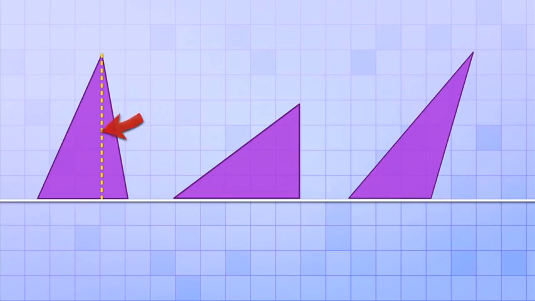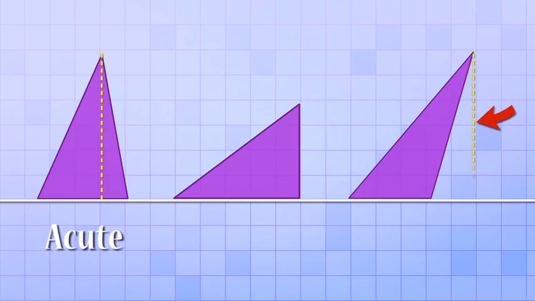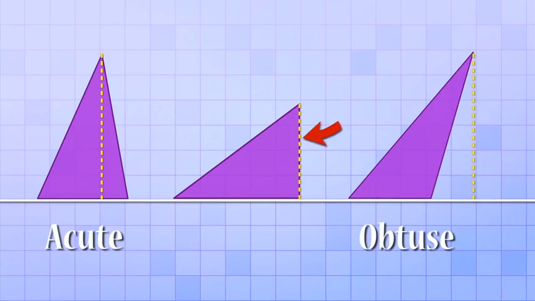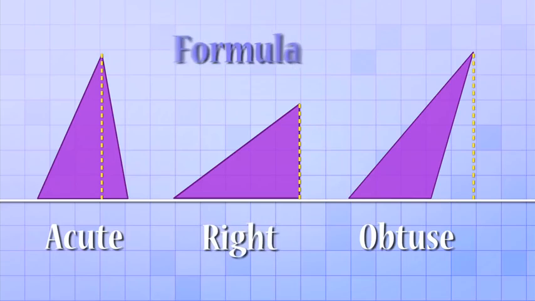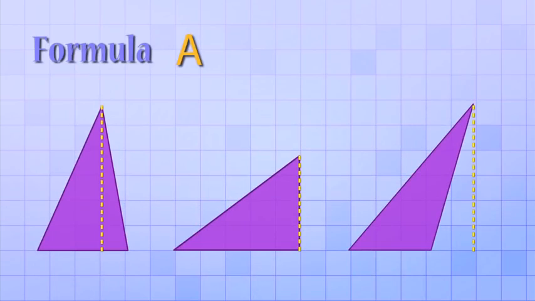Sometimes the height line is inside the triangle, like with an acute triangle. And sometimes it's outside the triangle, like with an obtuse triangle. And sometimes it lines up exactly with one of the triangle sides, like with right triangles. But no matter where it is, the formula for finding the area of any triangle is the same. Area equals 1/2 base times height.